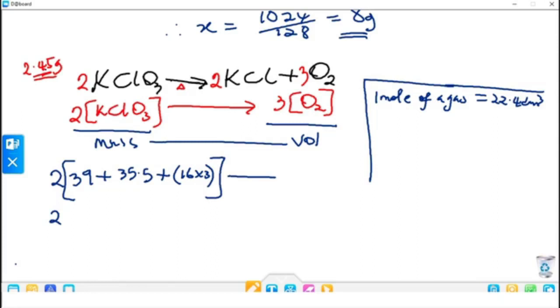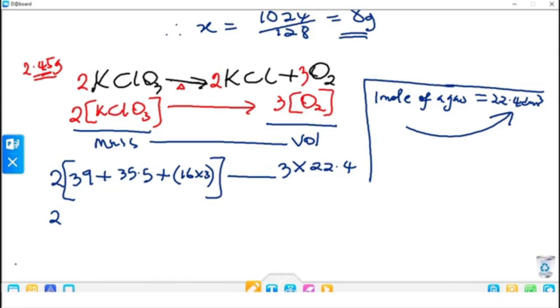So against oxygen, we have 3 volumes of oxygen gas produced. If 1 mole of a gas will give us 22.4 dm cube, then 3 moles will give how many volume? Look at it. This is from the equation. We have 3 volumes of oxygen. So it means if 1 mole of a gas occupies 22.4 dm cube, then 3 moles of oxygen will be 3 times 22.4. So from the equation, oxygen is occupying 3 times 22.4 dm cube. So that is what it implies.